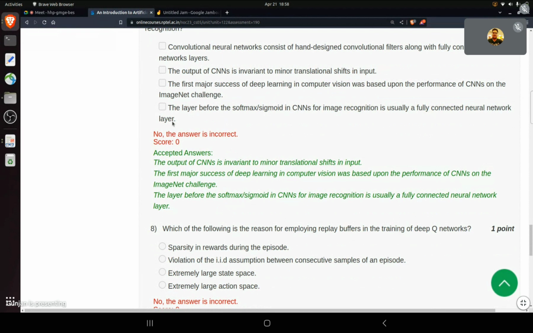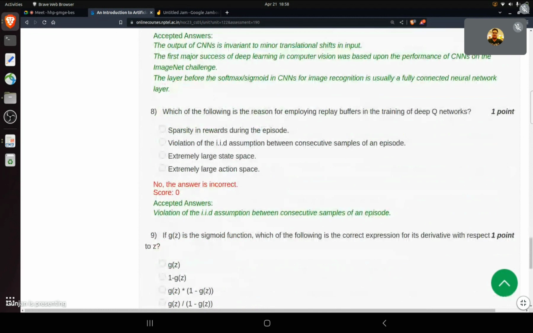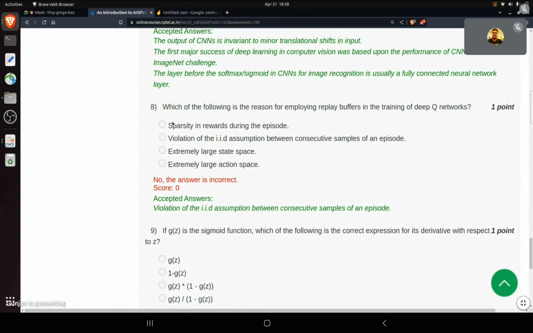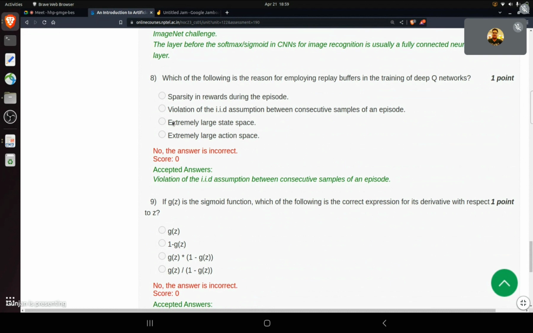That's true. Now, which of the following is the reason for employing replay buffers in? Sparsity in rewards during. So I think this would have been totally discussed in the class. Extremely large state space, extremely large action space, implying replay offers the violation of IID assumption between consecutive samples of an episode. And sparsity in rewards in the episode.